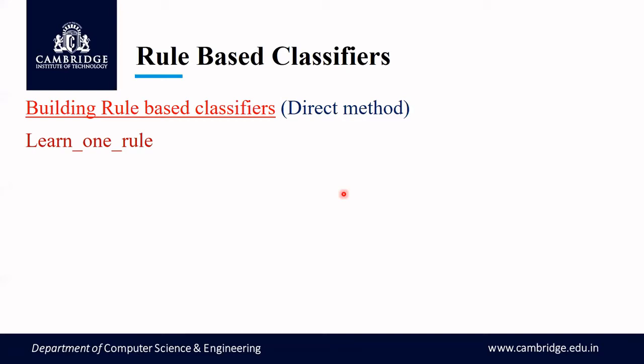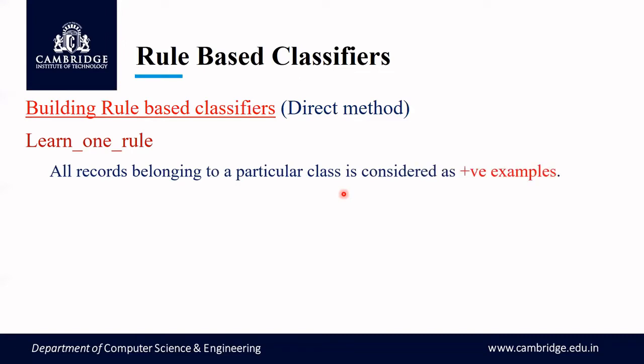So we'll see that. All the records belonging to the particular class are considered as positive examples. This is the first thing that the learn one rule function does. You have records which belong within the training set. I'm talking about the training set here, the big table which I had given in the last class.